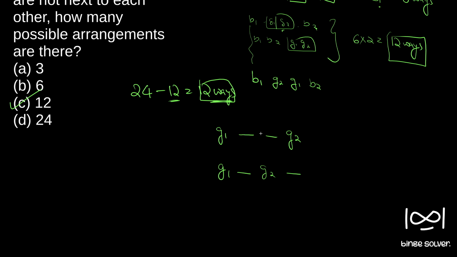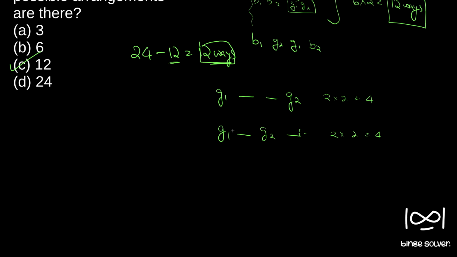So here, sorry, total number of arrangements is B1, B2 and B2, B1, 2 cases, and then G1, G2 switching. So 2 into 2, 4 cases. Similarly, in this B1, B2, 2 cases, switching B2, B1. So B1, B2 and B2, B1. So 2 cases, 2 into 2, 4 cases. There is one more.